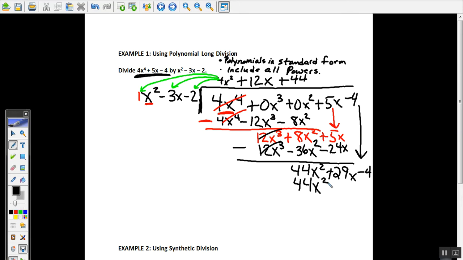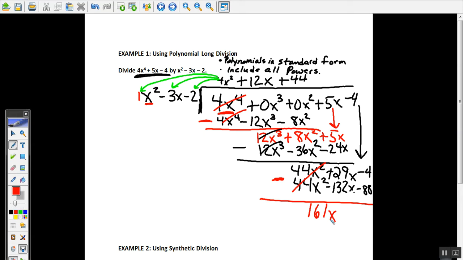Okay. 44 times negative 3x is minus 132x. And then 44 times negative 2 is negative 88. So we'll subtract again. What are the 44x squareds going to do here? They're gone. How about 29x minus 161x? And how about negative 4 minus negative 88?